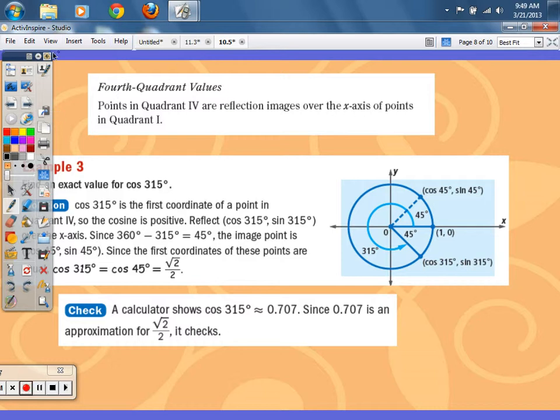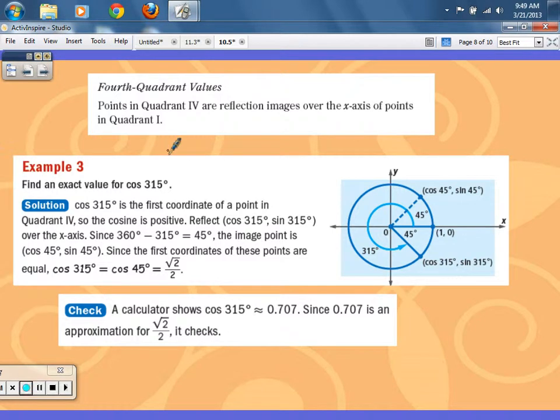Fourth quadrant values can reflect over the x-axis here. Again, you're keeping in mind sign changes that will happen. The x values would match up, the y values would be opposite of each other.